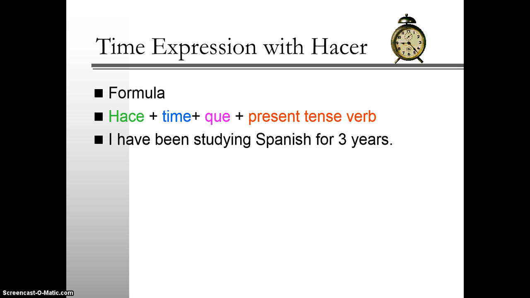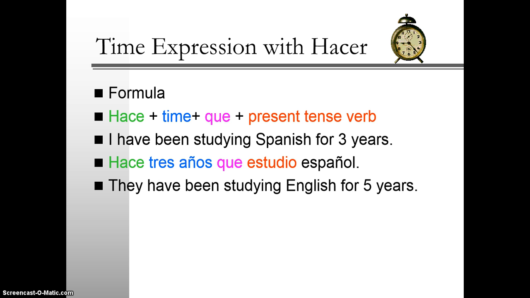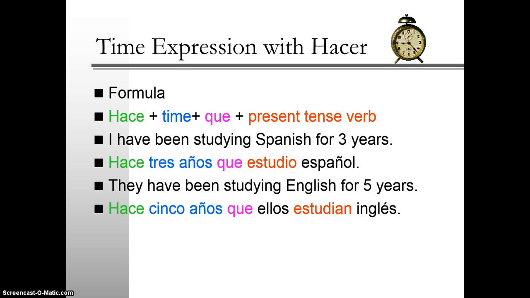I have been studying Spanish for 3 years. That's how we would talk in English about something that started in the past and has continued into the present. In Spanish, we're going to use the formula we just learned. Hace 3 años que estudio español. Here's another example. They have been studying English for 5 years. Hace 5 años que ellos estudian inglés.